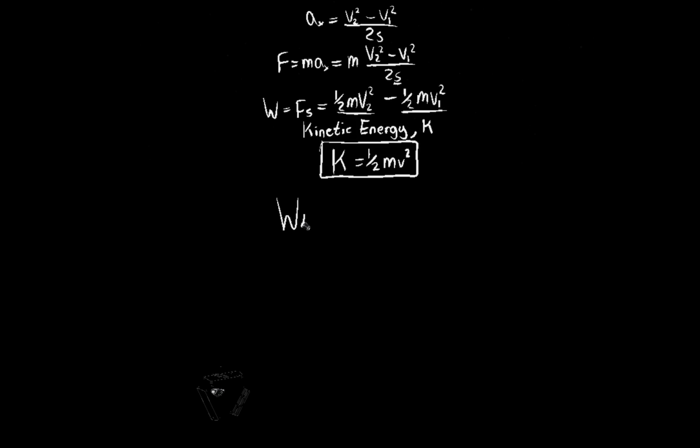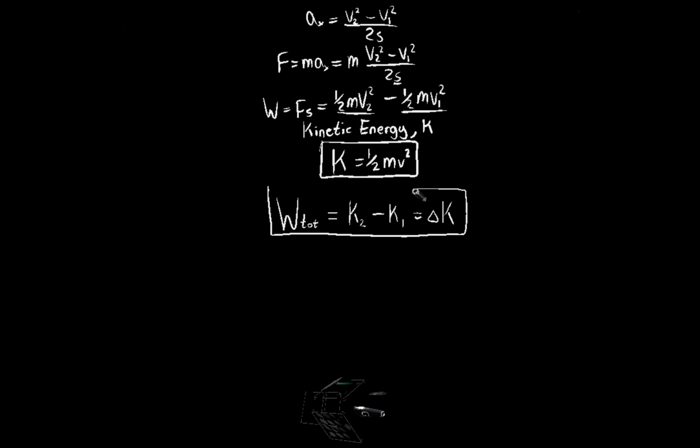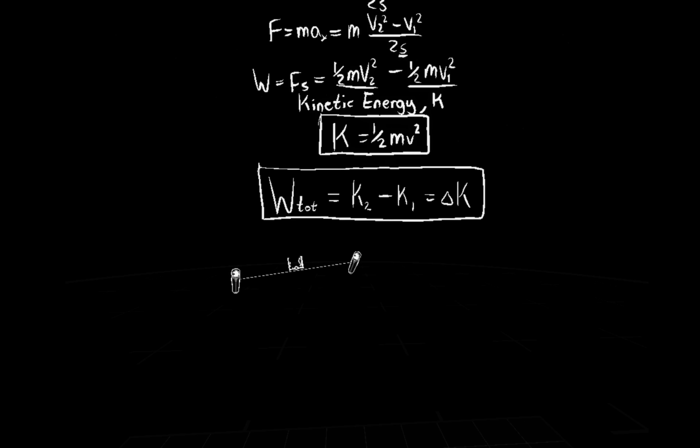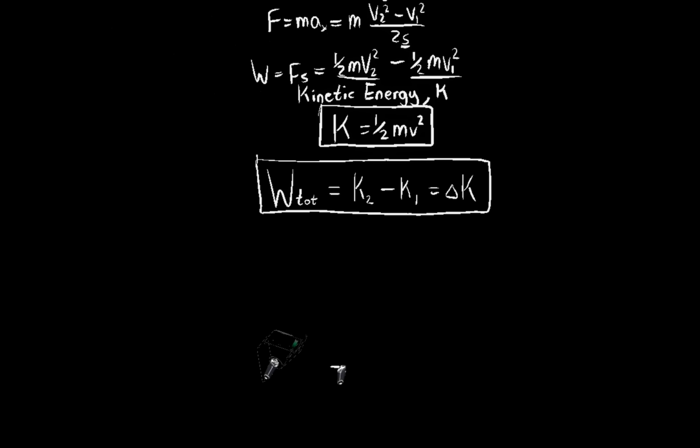So the work total, the total work, is equal to K2 minus K1, or delta K. This is the work energy theorem, this concept here, that the work that's done is equal to the difference in kinetic energy. Right? So this is the work energy theorem.